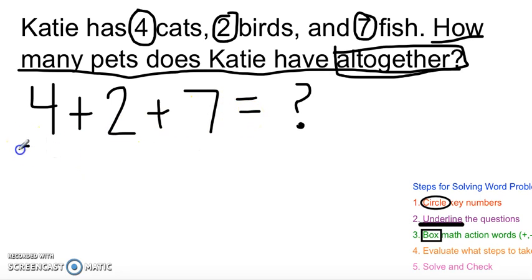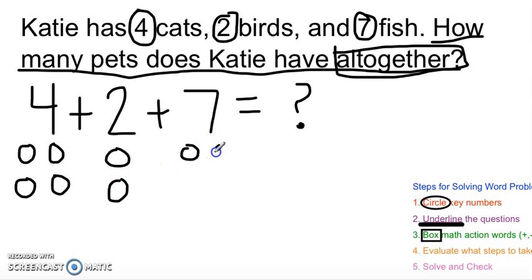So I have my equation, and now I need to do my drawings. So for 4, I'm just going to have 4 circles. And I always use circles and tell my students to always use circles. That way you don't waste any time drawing cats or birds or fish. And it's always very clear how many you have all together. So I have 2 circles under the 2, and I'll have 7 under the 7.